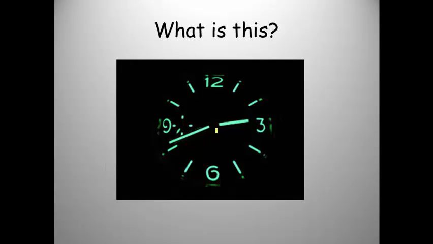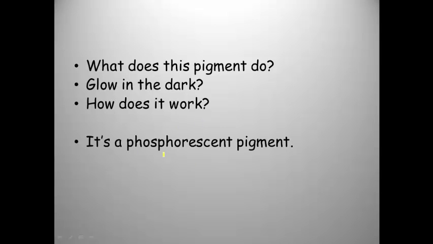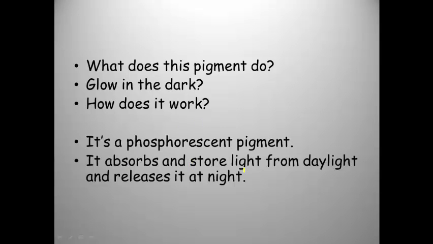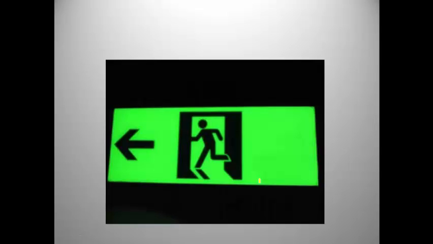What is this? As you can see, this is glow in the dark. We don't call it glow in the dark, we call it phosphorescent. Phosphorescent is glow in the dark, so what it does is absorb light energy, store the light from daylight, and then release it at night. That's basically what it does. Can you think of any uses? Well, fire exit signs are one typical example of phosphorescent pigments. They'll absorb light energy during the day and release it during the night.